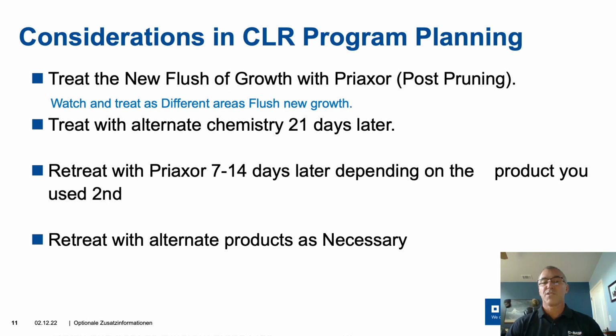So once you've done that, you need to move to alternate chemistry. And I'm going to tell you 21 days later. If something goes wrong and you're out at 28, it's not the end of the world, but I would try for 21 days later.